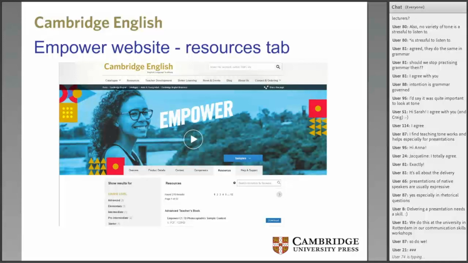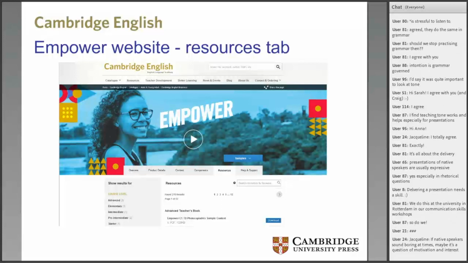So if you go to the Cambridge English Empower website, you can see the resources tab is highlighted there. And if you put academic skills into the search, that will give you a whole raft of EAP worksheets that focus on listening and speaking as well as reading and writing. But there are more listening and speaking worksheets than there are reading and writing worksheets. So we've actually placed an emphasis on the listening and speaking.